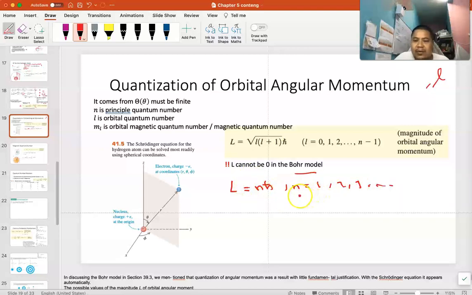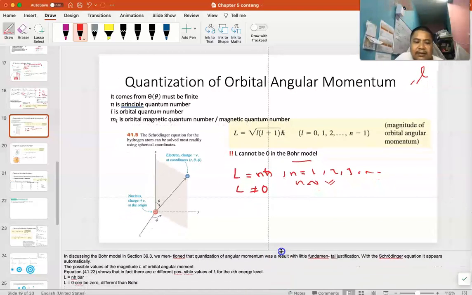There is no n equal to 0. That means L cannot be 0 in the Bohr model. However, in the Schrödinger equation, L can be 0. So that is one of the main differences between the Bohr model and the Schrödinger equation results. L can be 0 in the Schrödinger equation. That is the most important difference.